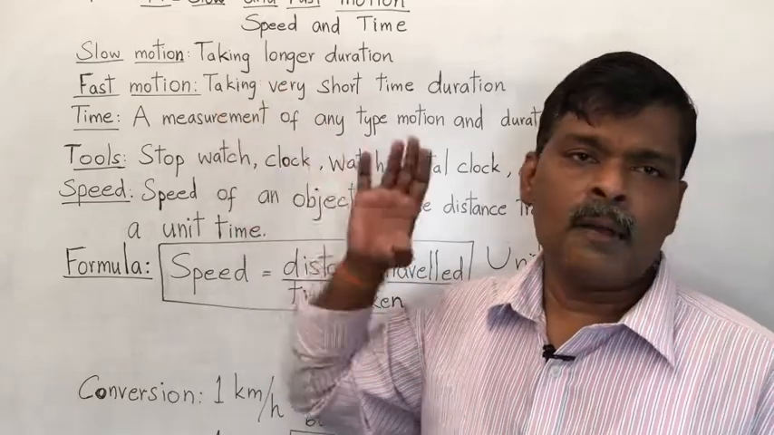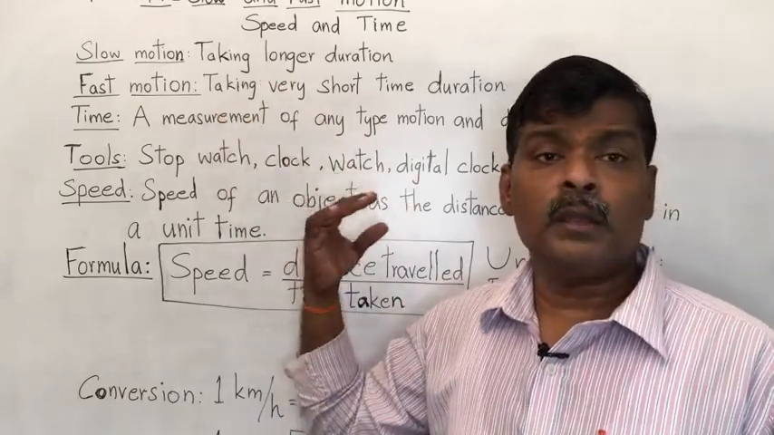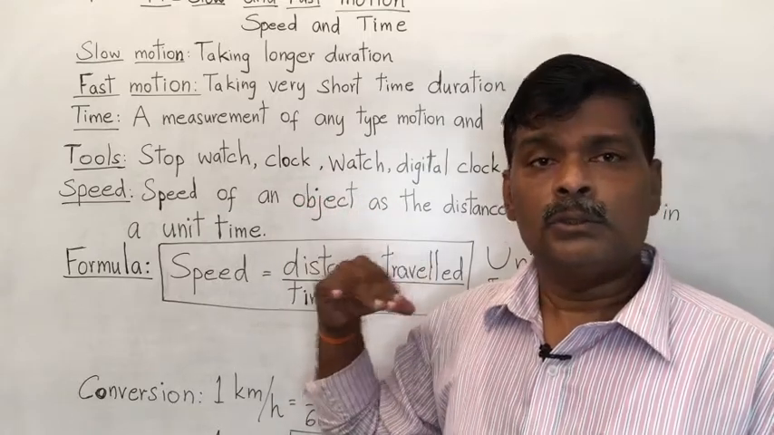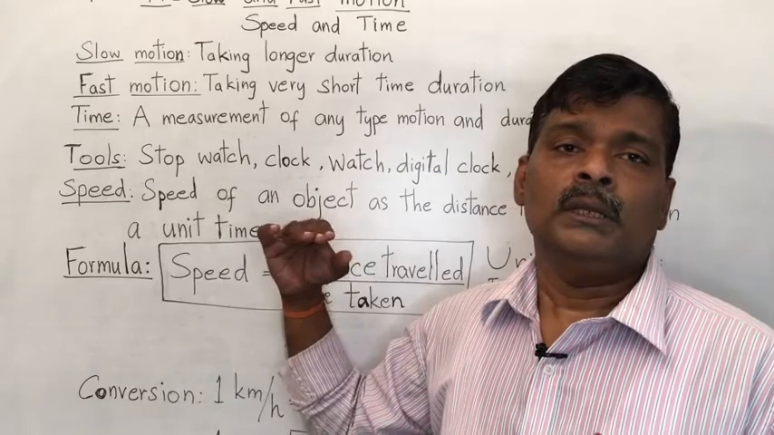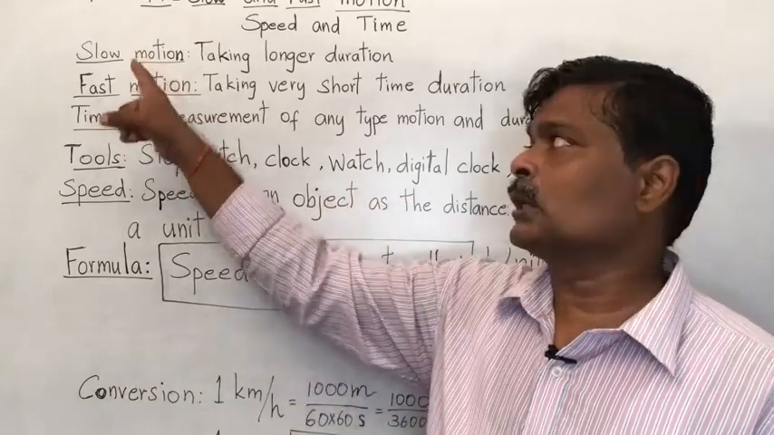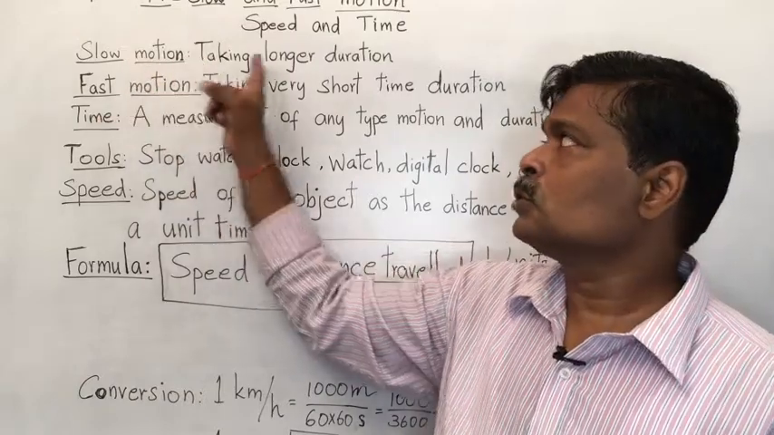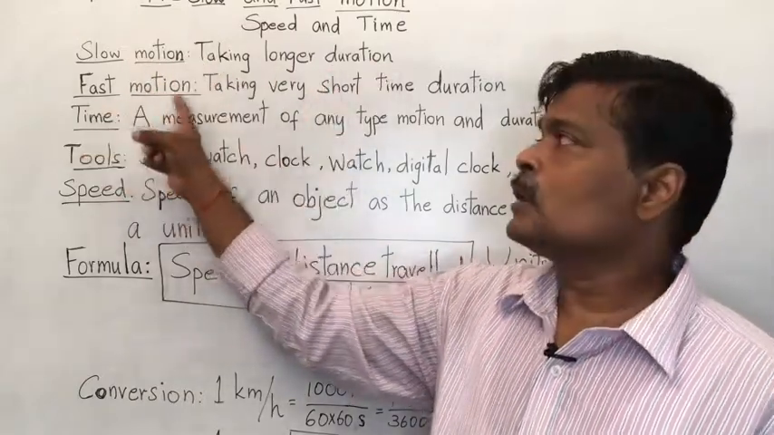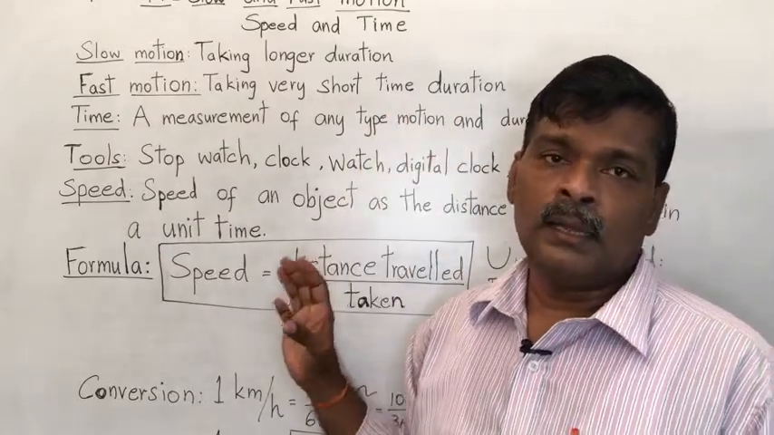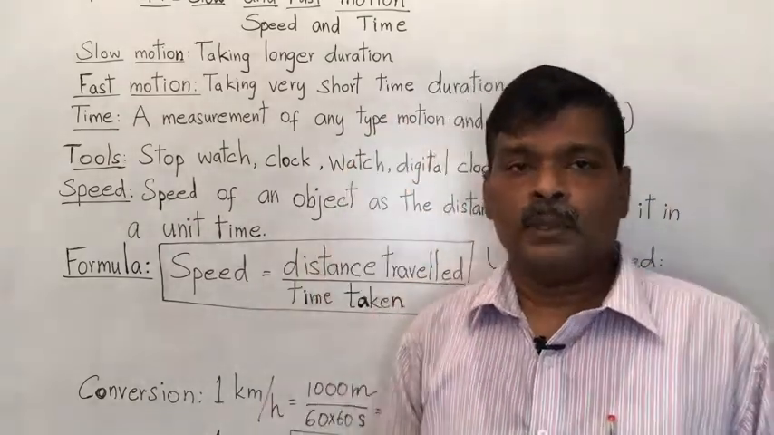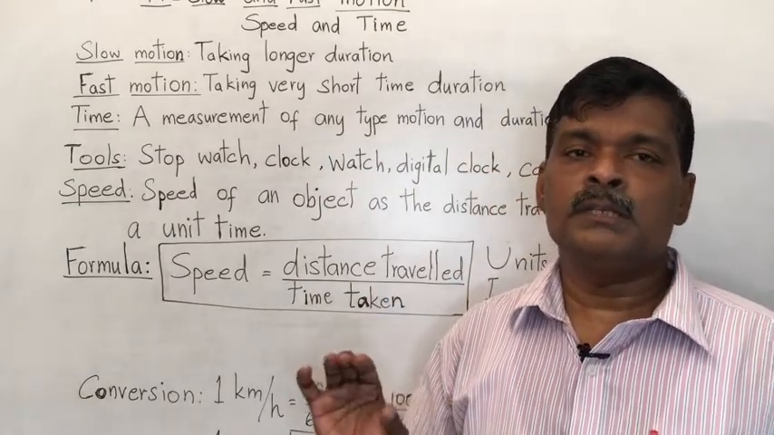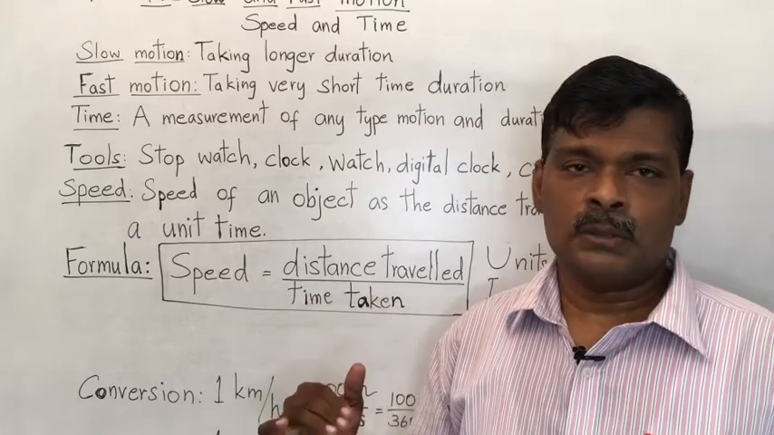When it happens over a longer duration, if it takes a very long time to finish that motion, then it is a slow motion. So this is the definition: slow motion takes a longer duration, fast motion takes a very short time duration. So we need a measurement for time, then only we can fix whether that motion finished slow or fast.